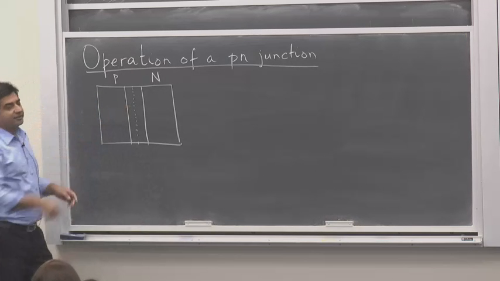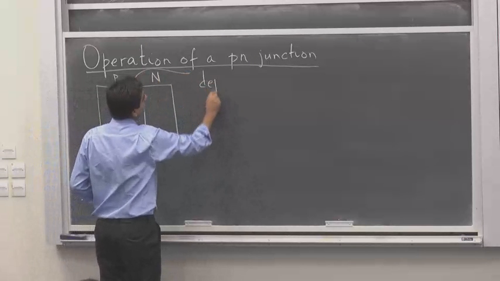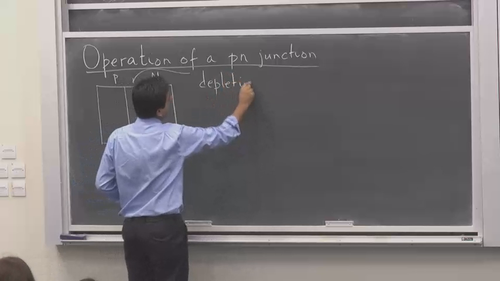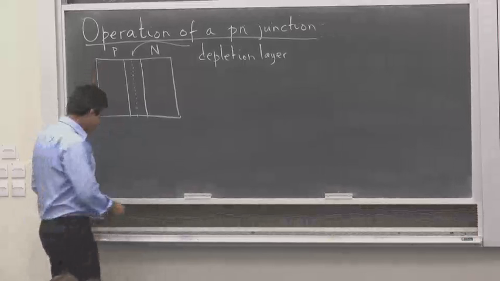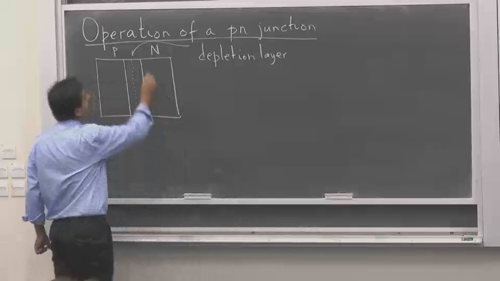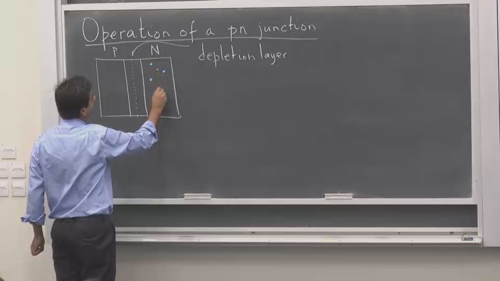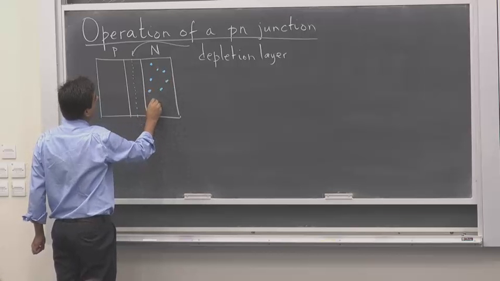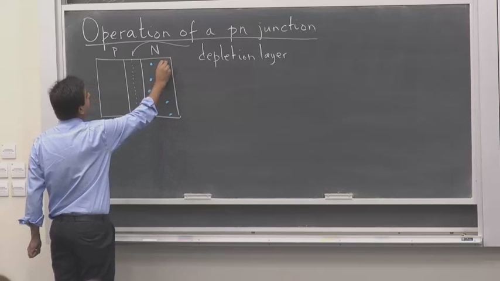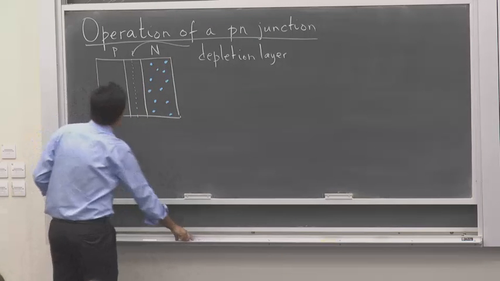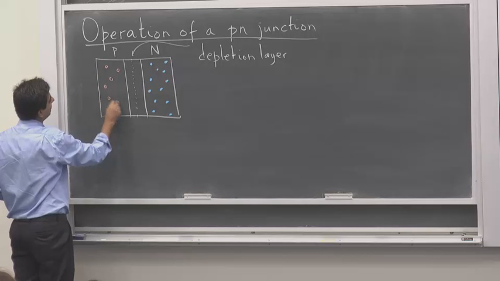There's a region outside the junction that is called the depletion layer. The n-type region predominantly has free electrons, which are mobile charge carriers, and it has a large majority of them. The p-type region has holes, which are the majority charge carriers.